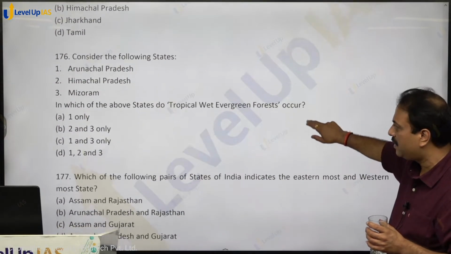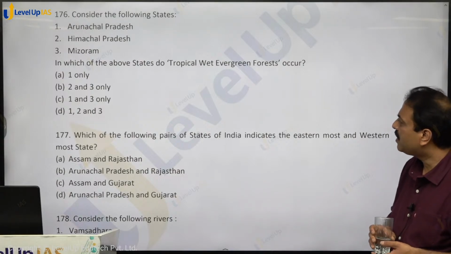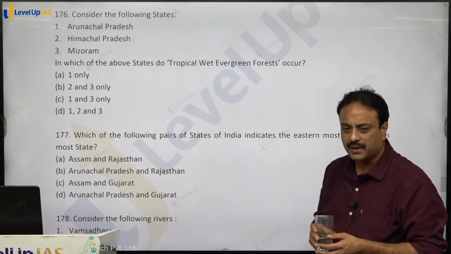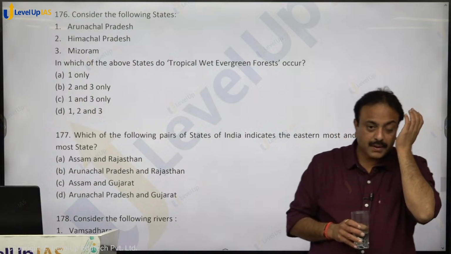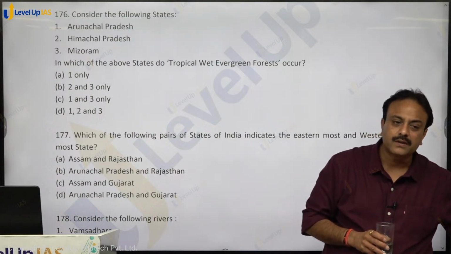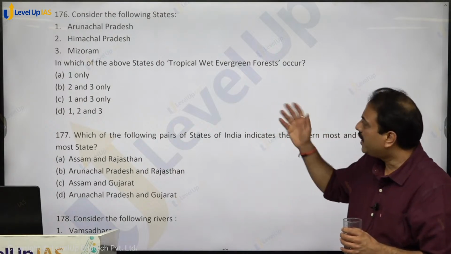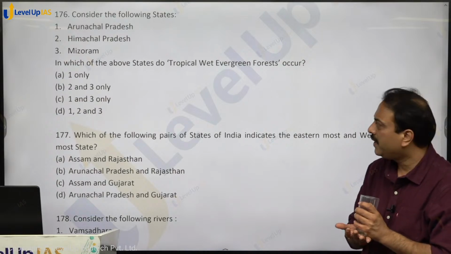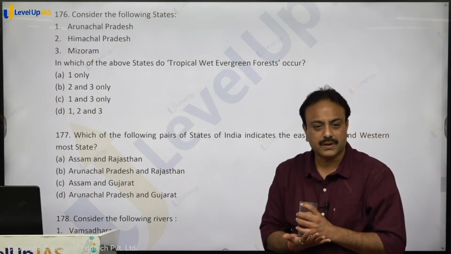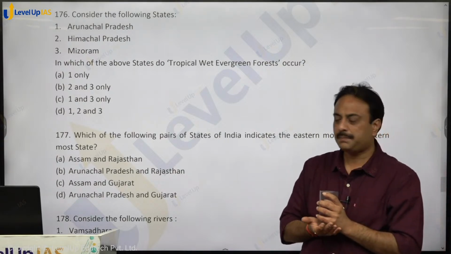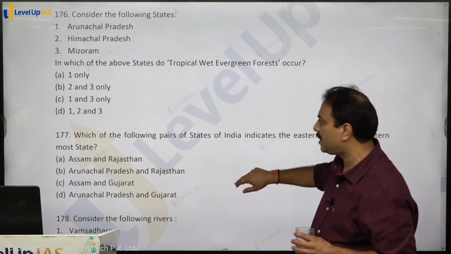Option A for apple. Consider the following states: Arunachal, Himachal, Mizoram. In which of the above states do tropical wet evergreen forests occur? Tropical wet evergreen forests in our country are found in Andaman and Nicobar, northeast India, and the western side of the Western Ghats. So here it will be Arunachal, Mizoram. Himachal does not have tropical wet evergreen. What does Himachal have? Coniferous forest: deodar, cedar, spruce, birch. So 1 and 3 only. Option C, C for cat, will be the right answer.